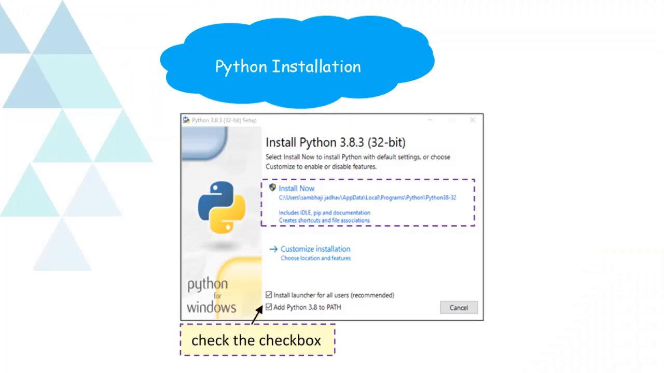Once you download the Python installation based on your operating system, start the installation. When you are doing the installation for Windows, remember to check the below box indicating add Python to environment variable path.